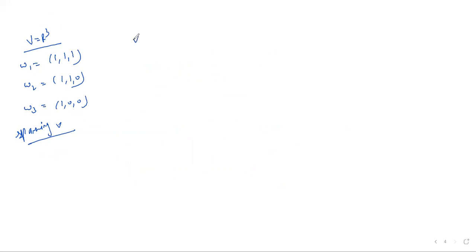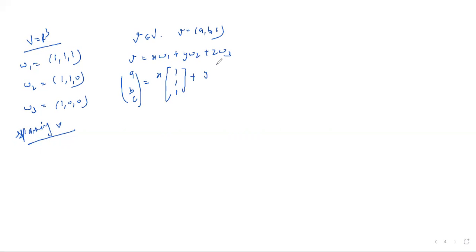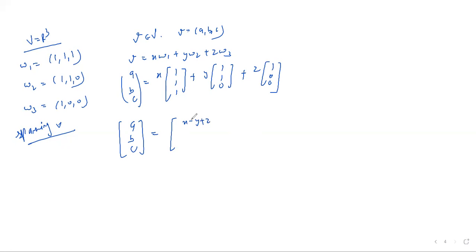So if this is spanning v, then there is a vector v which belongs to this vector space, and that can be written as a linear combination. So v equals x w1 plus y w2 plus z w3. Let's say I have a vector v which equals (a, b, c). Then I have to find the value of the scalars first. Let's find that. x(1 1 1) plus y(1 1 0) plus z(1 0 0). Let's simplify this. (a, b, c) equals x plus y plus z, and here it is x plus y, and here it is x.